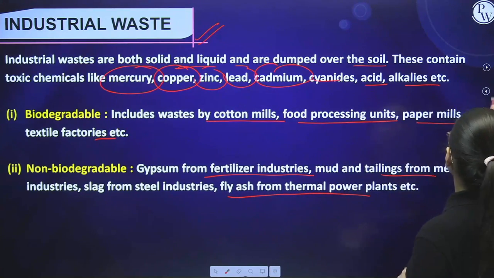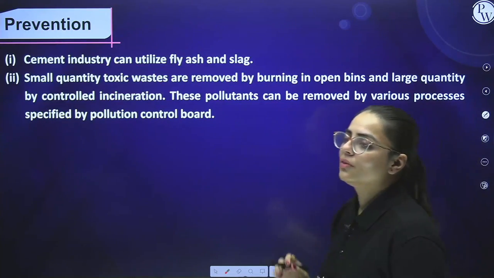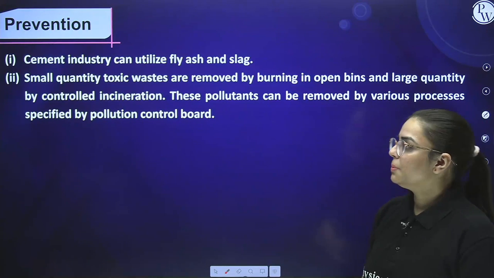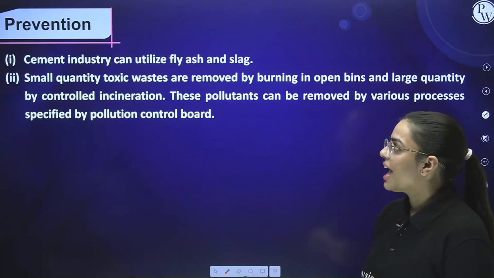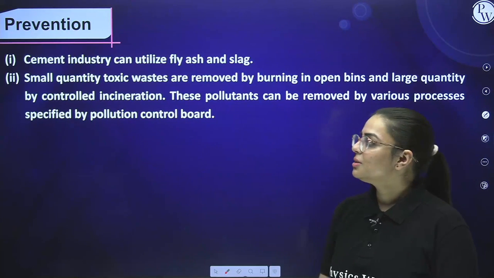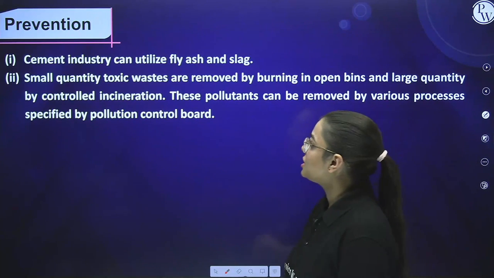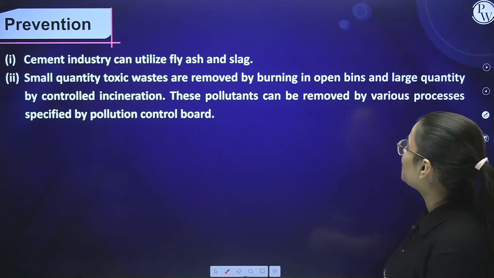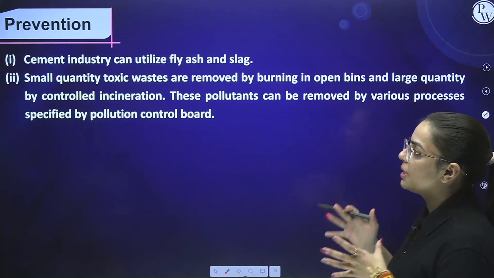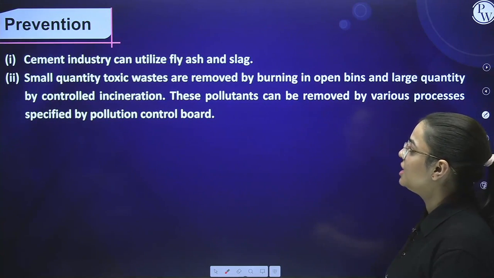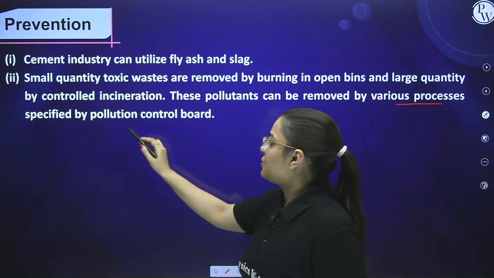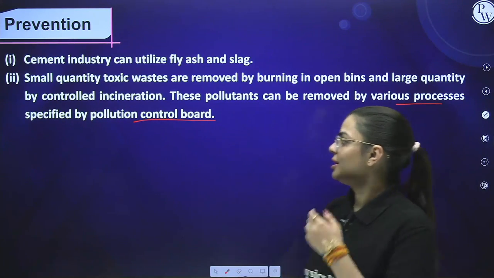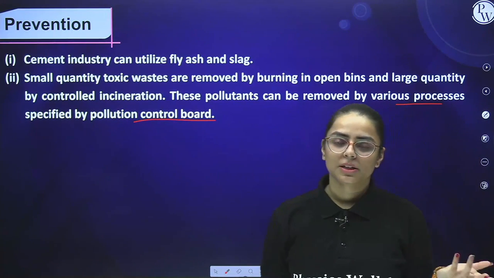Great. Now, students, let us see the prevention. The very first prevention is that the cement industry can utilize fly ash and slag. The next is that small quantities of toxic waste are removed by burning in open bins and large quantities by controlled incineration. These pollutants can be removed by various processes specified by the Pollution Control Board. Now, this is again the prevention method that you need to remember.